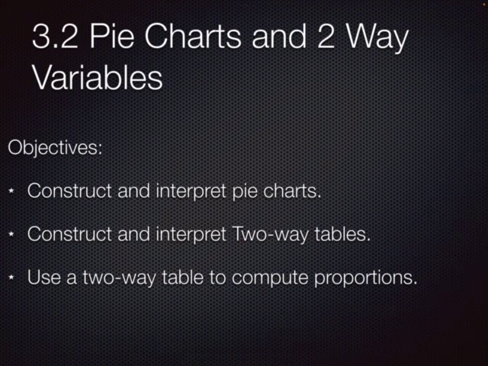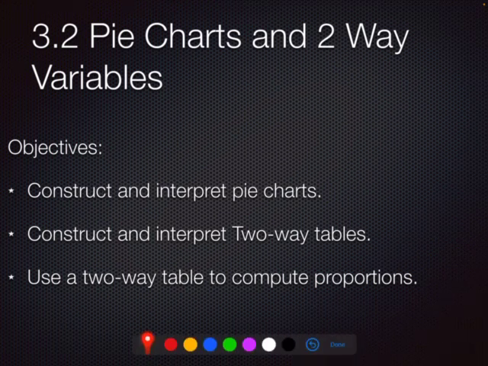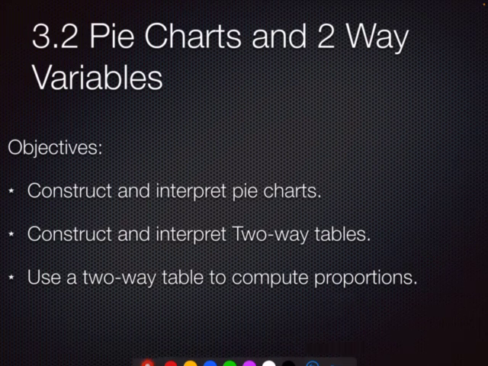Our objectives, when you get done with this, are that you should be able to construct a pie chart and interpret what it means, construct and interpret these two-way tables, and then use the two-way tables and the pie charts, when you interpret them, to compute proportions.